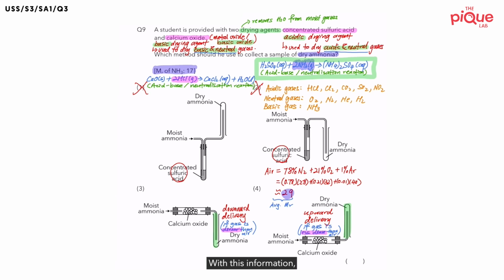With this information, we can see that ammonia has a smaller relative molecular mass as compared to air. What this tells us is that ammonia is expected to be less dense than air. Since ammonia is less dense than air, we would have to use the upward delivery method to collect it. Therefore, this shows us that method 4 is the best method to collect a sample of dry ammonia.